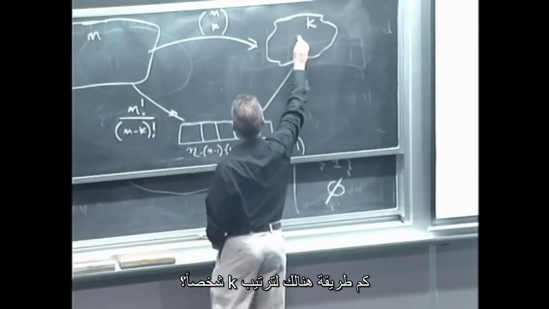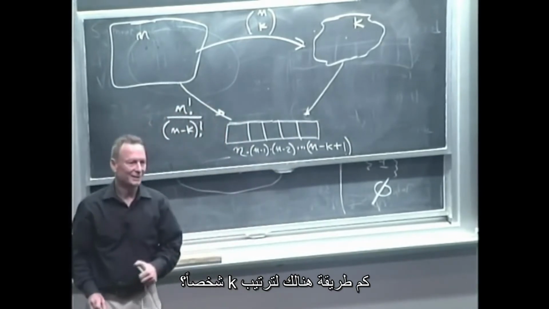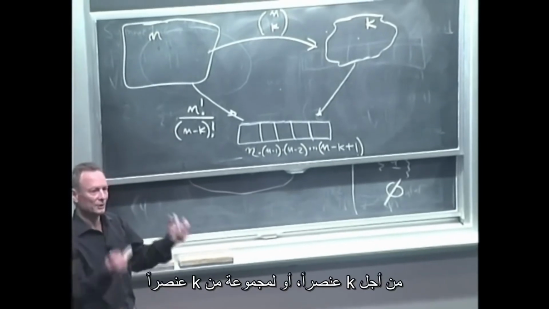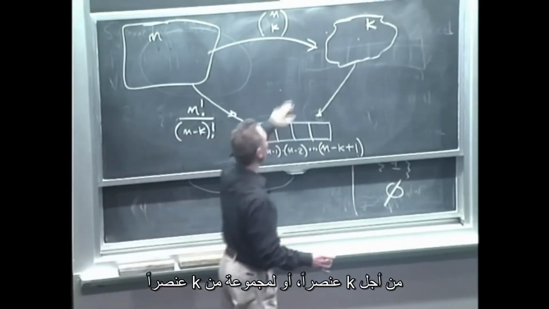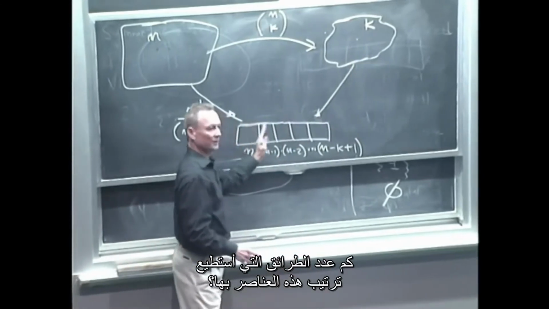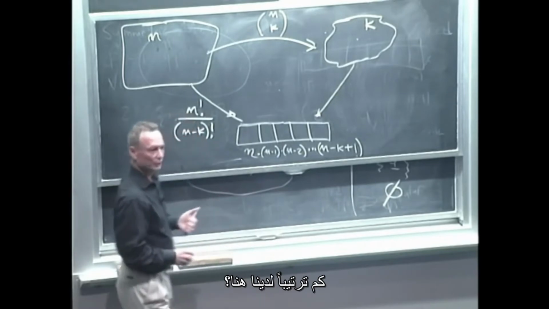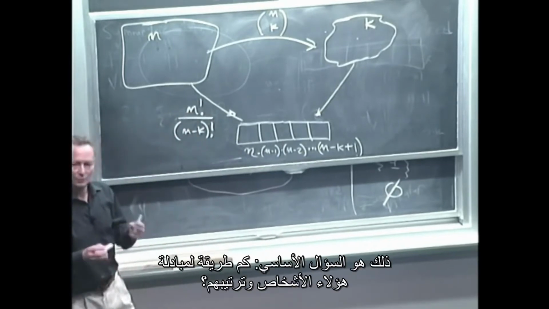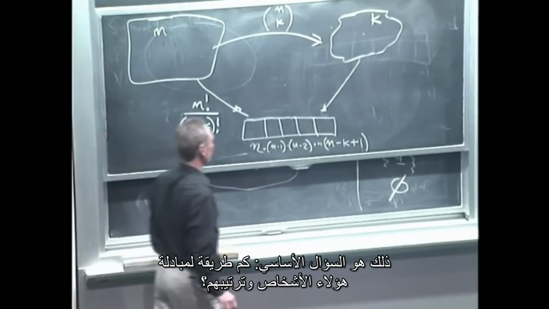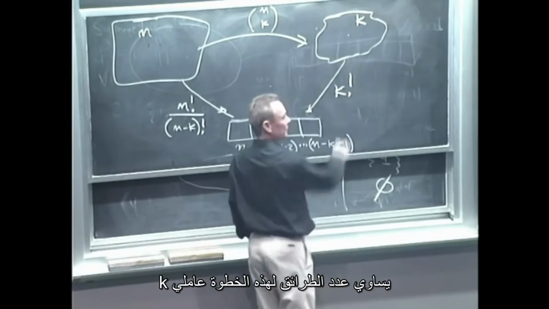Starting with these k people, in how many ways can I order them? That's the number of permutations. Starting with a set with k objects, in how many ways can I put them in a specific order? How many specific orders are there? That's basically the question. In how many ways can I permute these k people and arrange them? So the number of ways that you can do this step is k factorial.